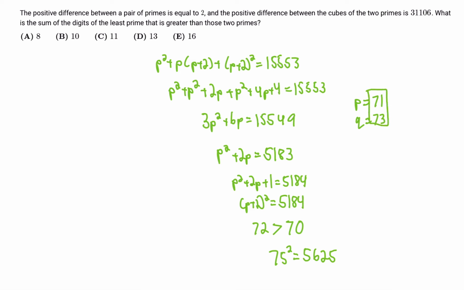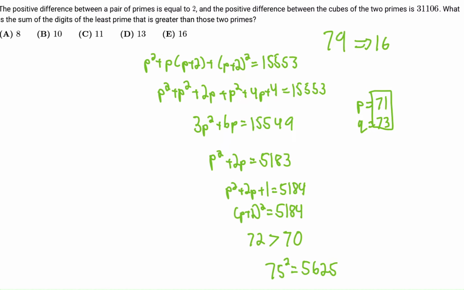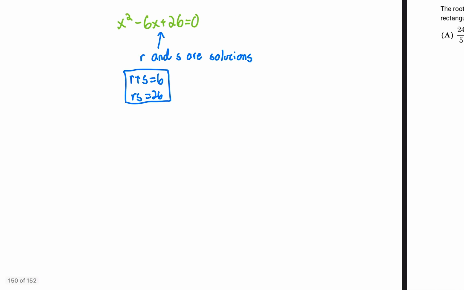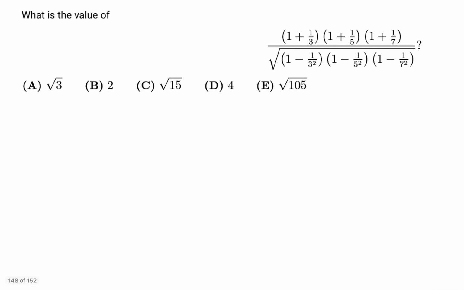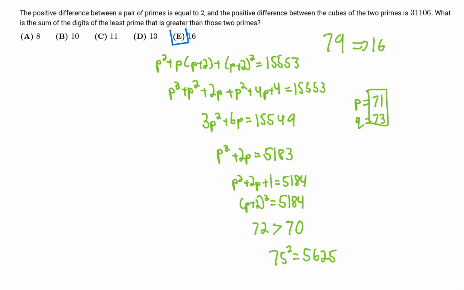And the least prime that is greater than both these two is 79. So this is our answer. Okay, let's move on to the next problem.